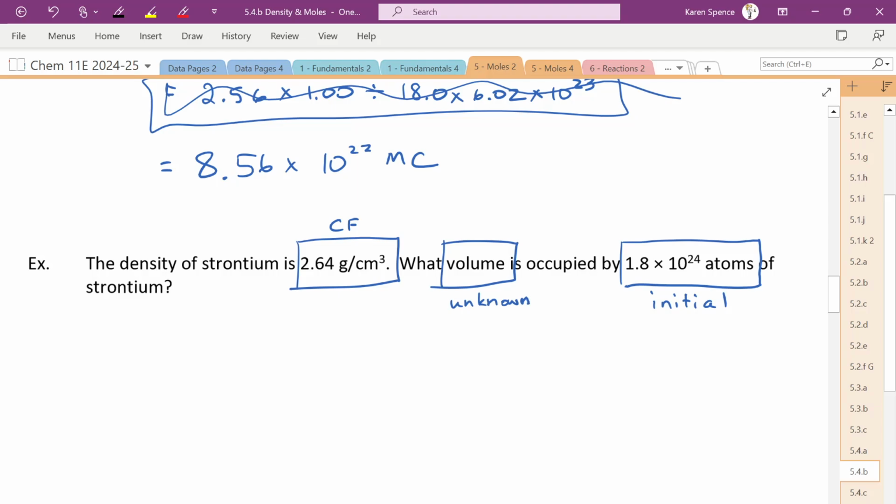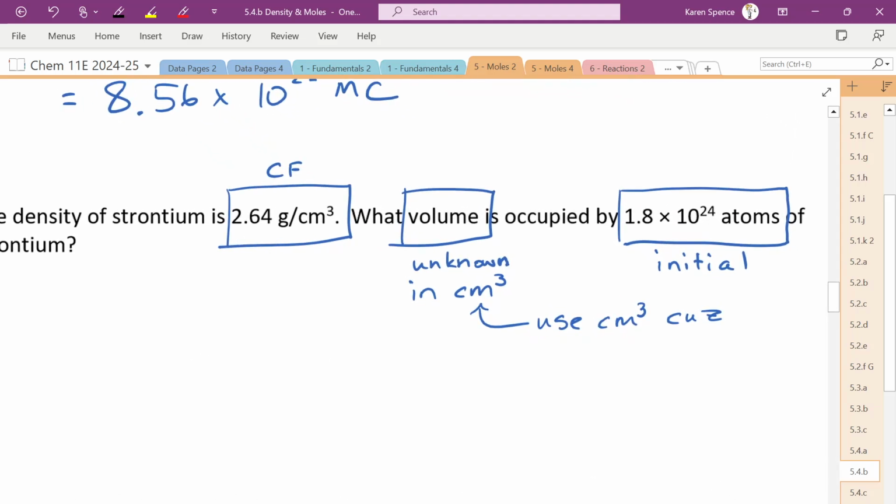And then using the density to get the point. If it says volume, you get to pick. If it says volume in milliliters, then give it in milliliters. But if it just says volume, you choose what unit you want. So say for example, in this question, I would choose centimeters cubed because that is what is given to me and I don't have to do extra conversions.